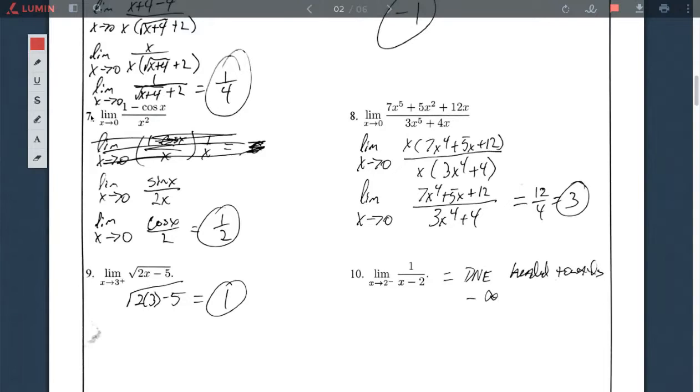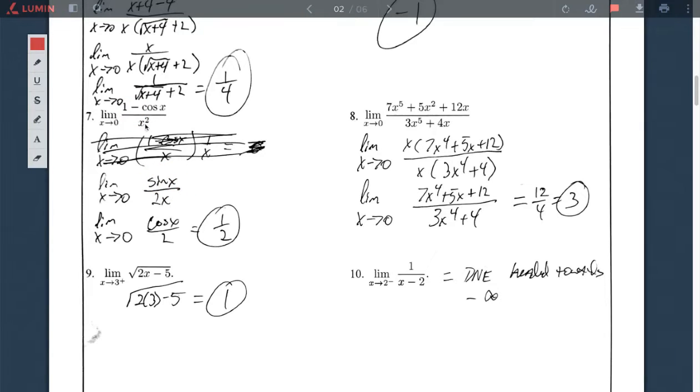All right, again, number 7, plug in 0. So I plug in 0. I get 1 minus 1 on the top, and I get 0 on the bottom. So let's do L'Hopital's again. Derivative of 1 is 0. Derivative of cosine is negative sine. So I got 2 negatives there, which make it a positive sine.